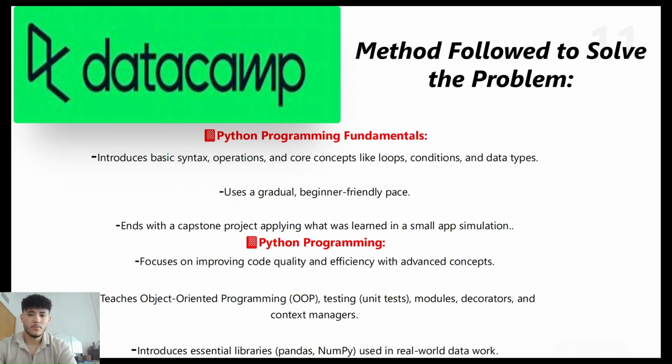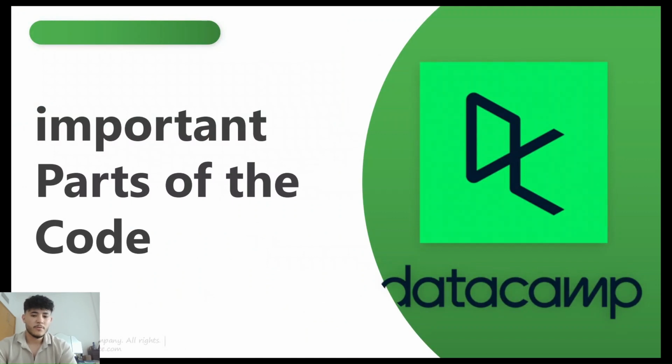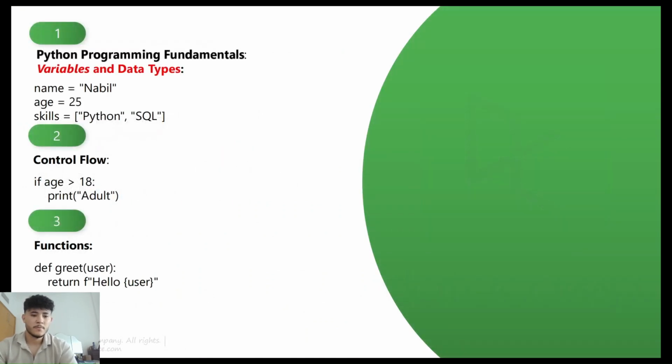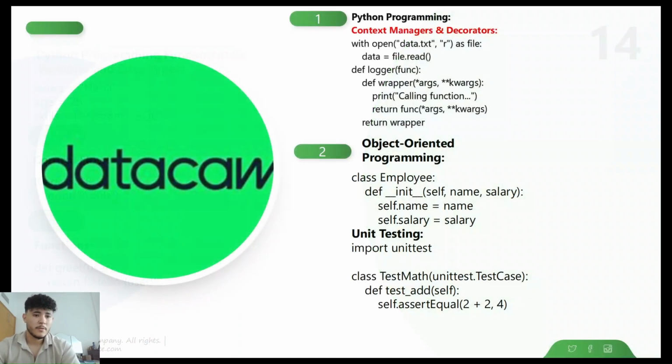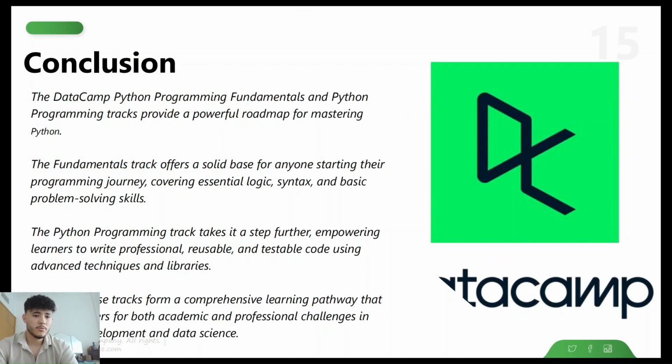This is the method followed to solve the problem for the Python Programming Fundamentals and for Python Programming also. This is the important part of the code that we can see now. This is Python Programming Fundamentals: the variables and data types, as we can see here, the control flow and the functions. And this is Python Programming: context managers and decorators, object-oriented programming, unit testing, and this is the conclusion.